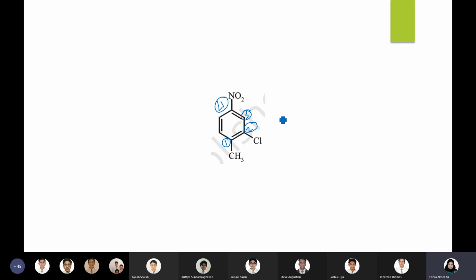So how can you name this compound? What will be the name? Does it start with 2-chloro? 2-chloro, okay, because after numbering, while naming, you need to follow the alphabetic order if you have different functional groups, right? Okay, so it will be 2-chloro, 1-methyl, 4-nitrobenzene.